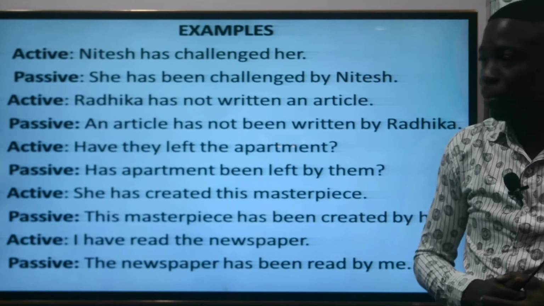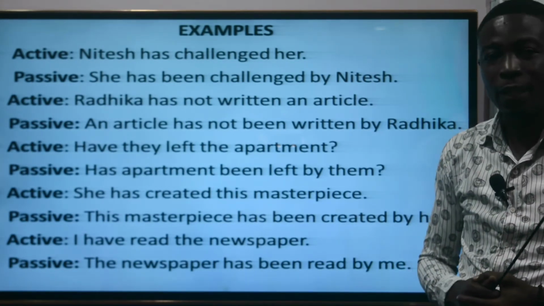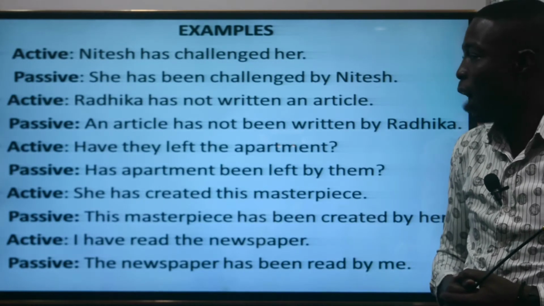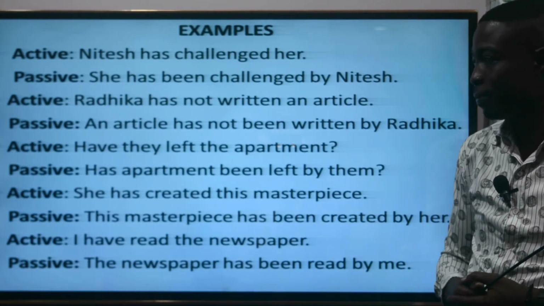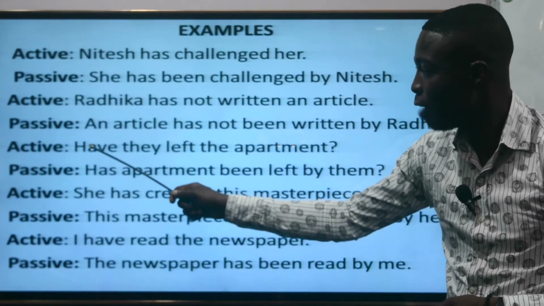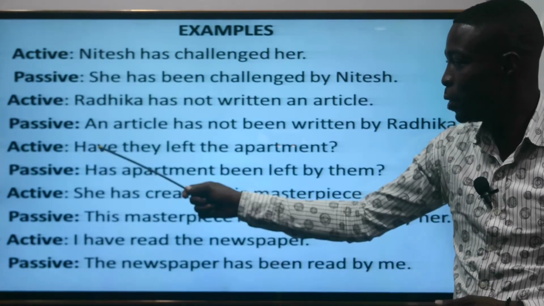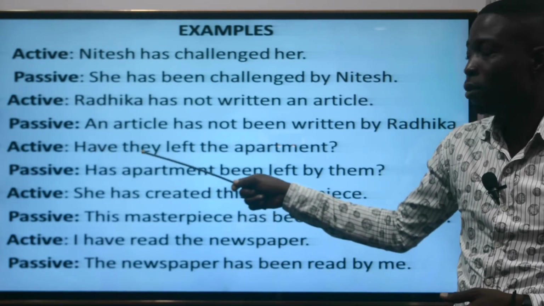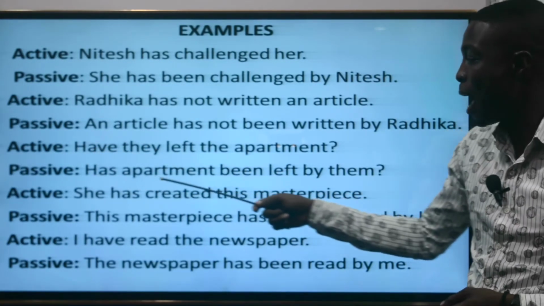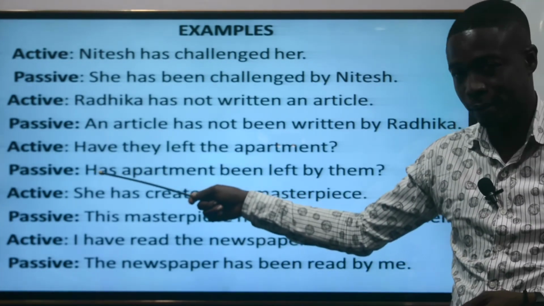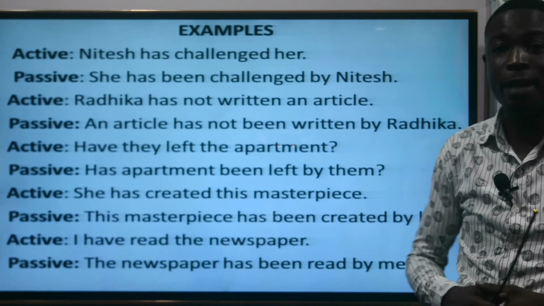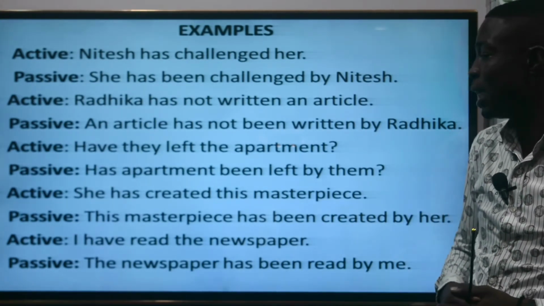Now, to the third example, that is interrogative statement. Have they left the apartment? Changing it to the passive voice, here somebody may ask, why did we use have here and here we are using has? We used have here because it is responding to the they. They is plural. That is why we used have. But here apartment is singular, so we use has. So, has apartment been left by them?